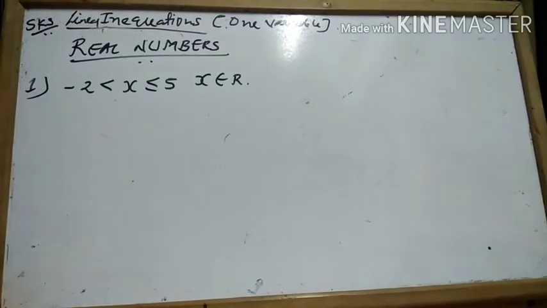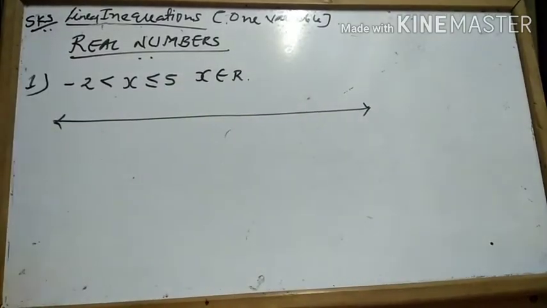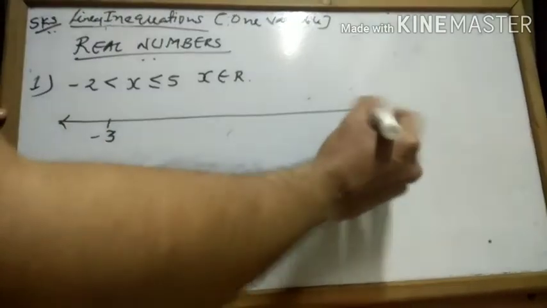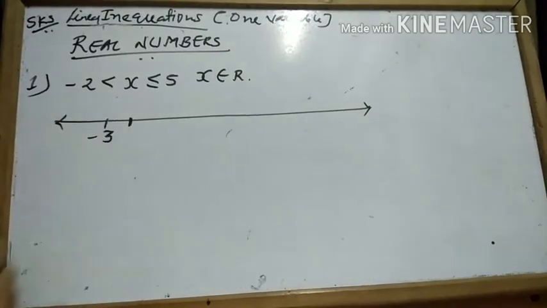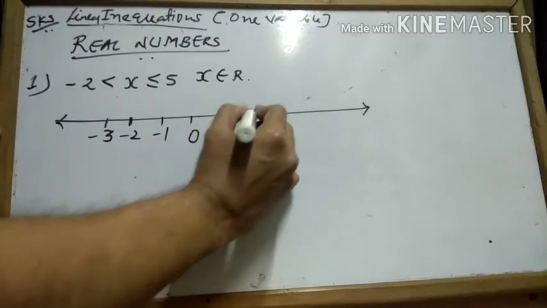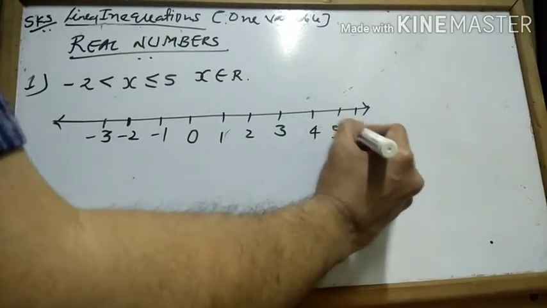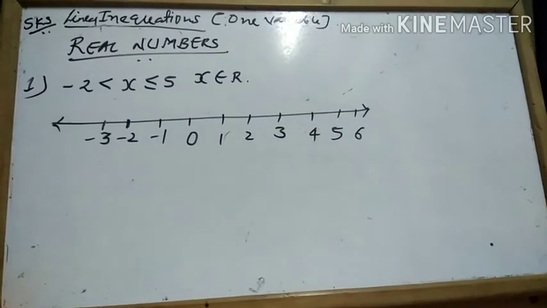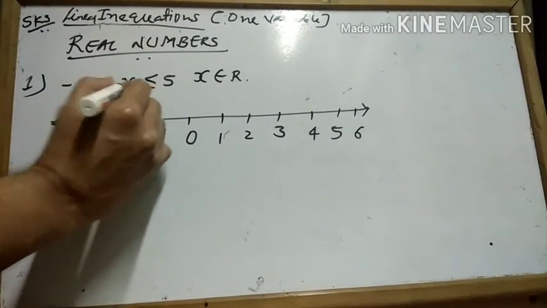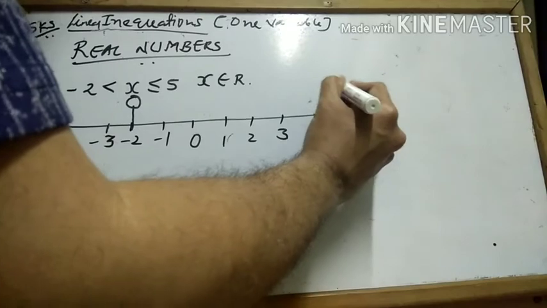Now, in this case, understand this very well. -2 is the smallest number, so I'll begin with -3. Here 5, so it should end with 6. What I'm representing here is -3, -2, -1, 0, 1, 2, 3, 4, 5 and 6. I told you, lollipop method. So what is the smallest number here? -2. So I'll make a lollipop above -2. The biggest number is 5. I'll make a lollipop above 5.